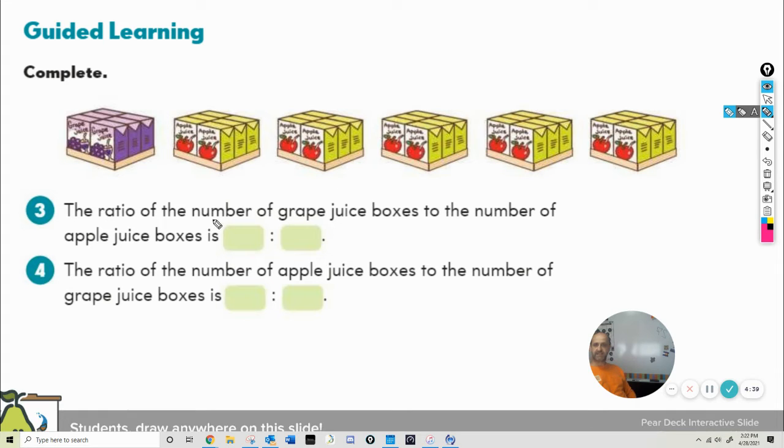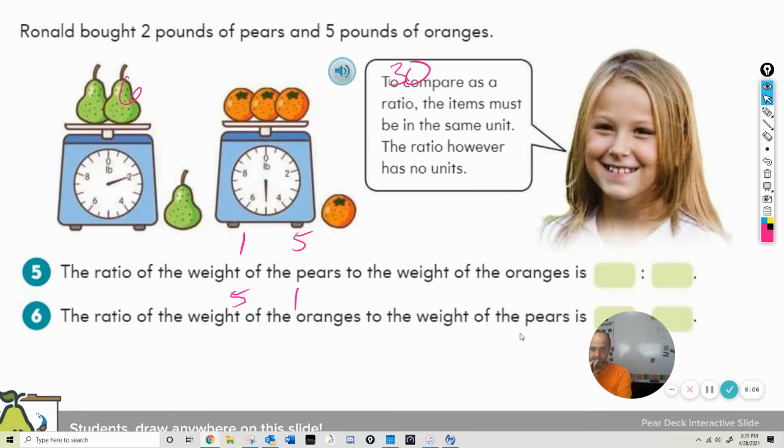So grape juice boxes to apple juice, 1 to 1, 2, 3, 4, 5 is 1 to 5. For every 1 grape juice box, there's 5 apple juice boxes, or apple to grape is 5 to 1. If you counted them out, you've got 6 and 30, but when we're using ratios, we want to use the smaller numbers. 1 group of grape juice boxes for the 5 apple juice boxes. Okay? This stuff should be kind of ringing familiar a little bit.